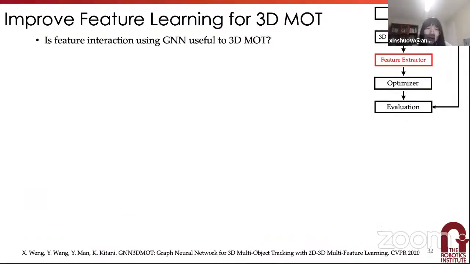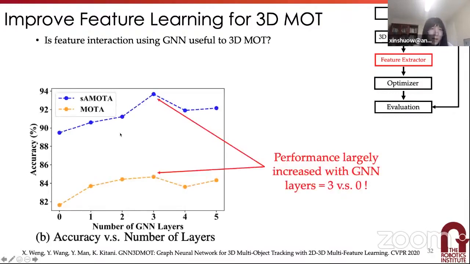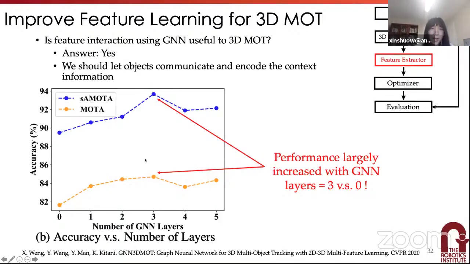Then another question is, is the feature interaction using the GN useful to improve the 3D MOT performance? Again, we conduct this ablation study here, where we evaluate our performance by running a different number of GN layers. Here, when we use 0 GN layers, that means we don't do the feature interaction at all, which can be compared to our network with 3 layers of GN for interaction, and we observed a significant improvement, about 4 points on both metrics actually. So that is good also. And we think objects should communicate with each other so that context information can be encoded to improve the performance.